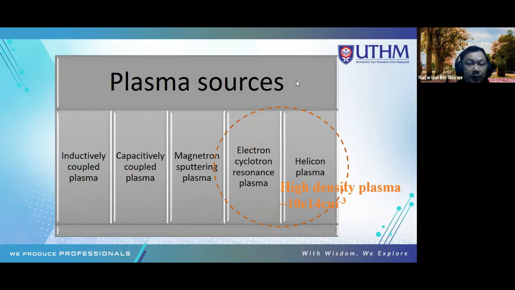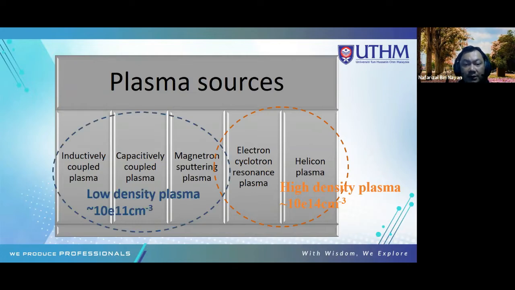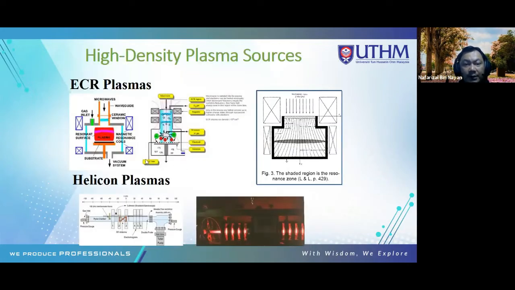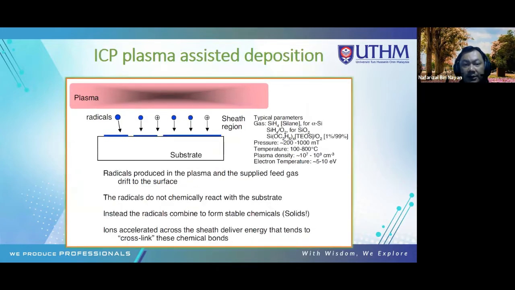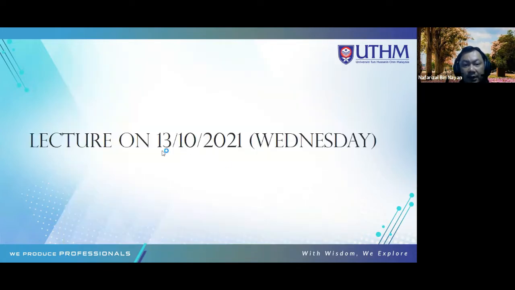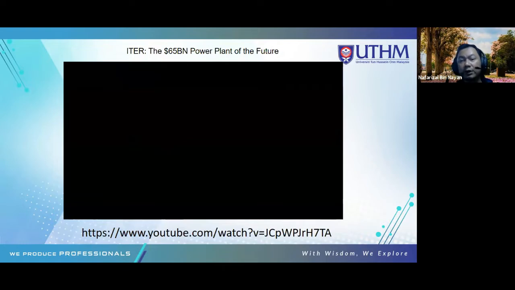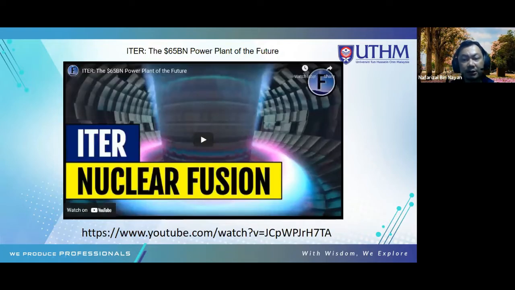Okay, so we did discuss these types of plasma sources, whether the ICP type, CCP type, magnetron sputtering, electron ECR or helical plasma. So these are types of high density plasma and low density plasma. And then we discussed the configuration, and the advantages and disadvantages of these types of plasma systems, right? Then at the end, we watched a video about the ITER, the nuclear fusion technology in the plasma.